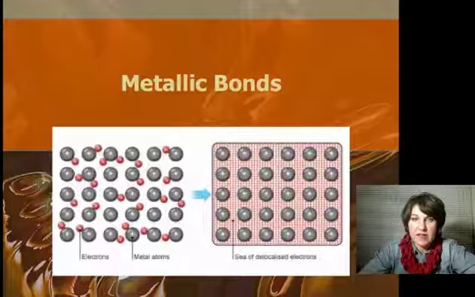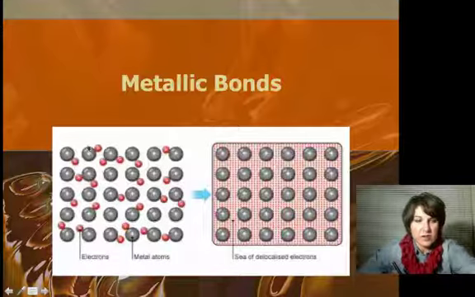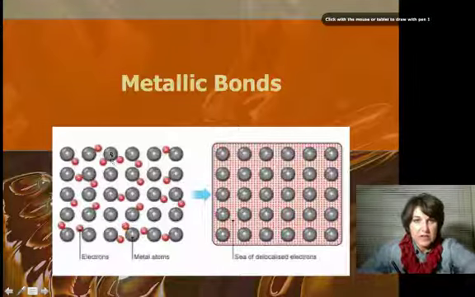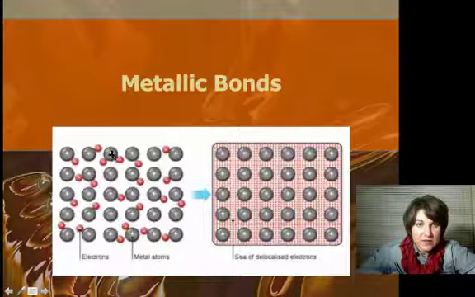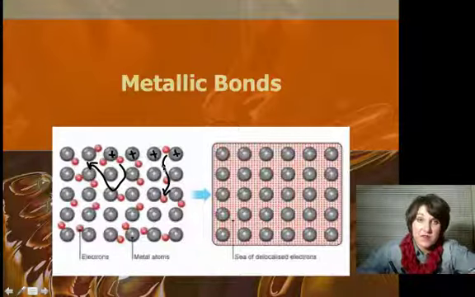So now let's look at metallic bonds. Metallic bonds are a special type of structure for solids in that a positively charged nucleus has an attraction for an electron, but the electrons are not bound to any particular nucleus. They're free to move about throughout the entire matrix of solid nuclei because they experience an equal attraction for any of the positively charged nuclei.